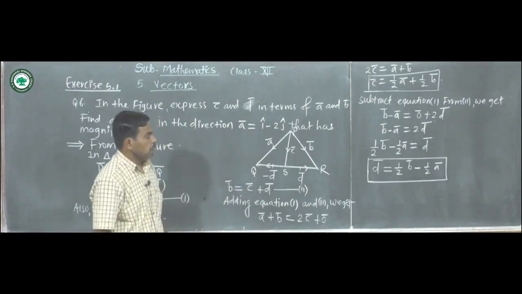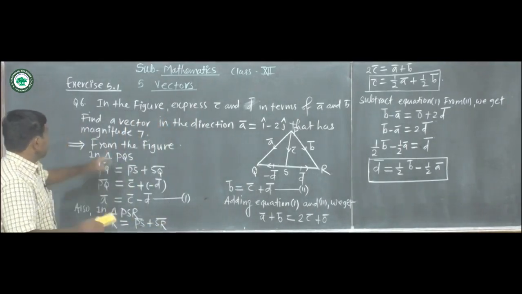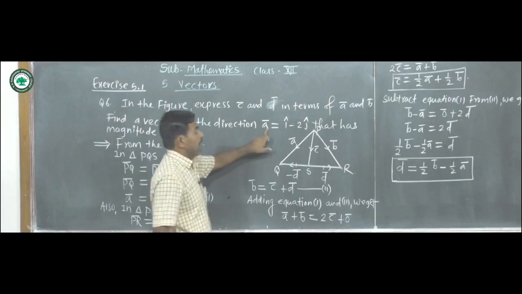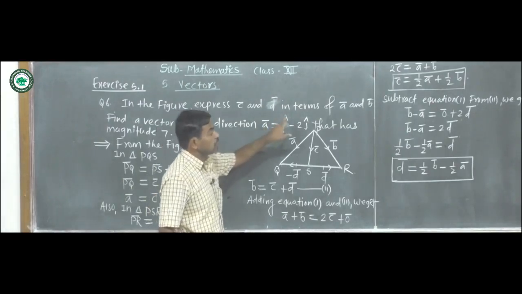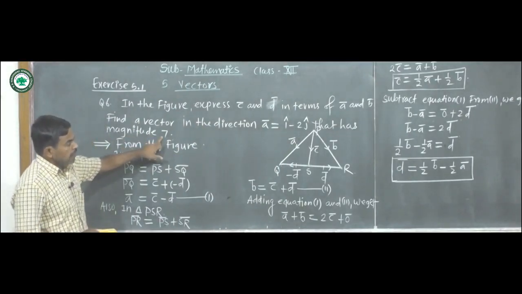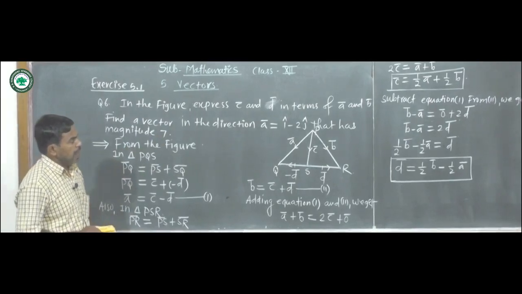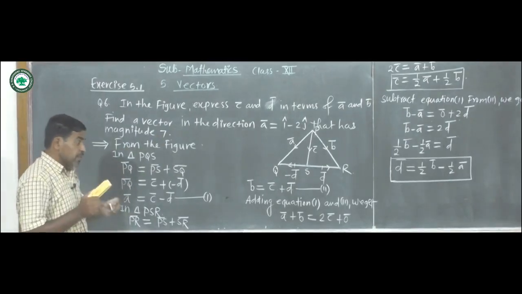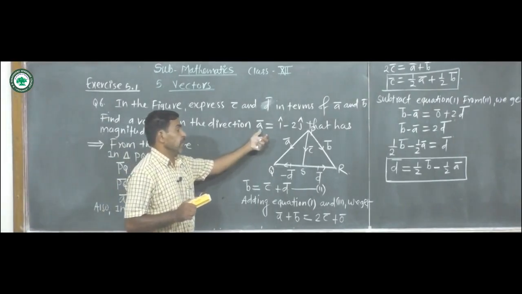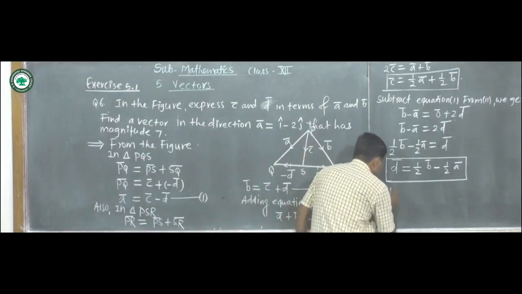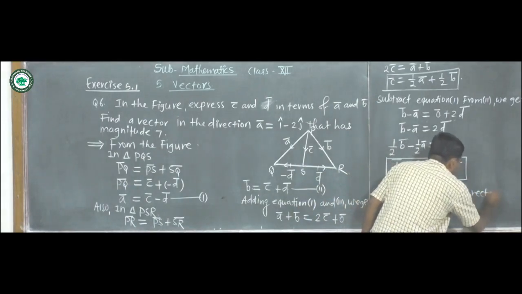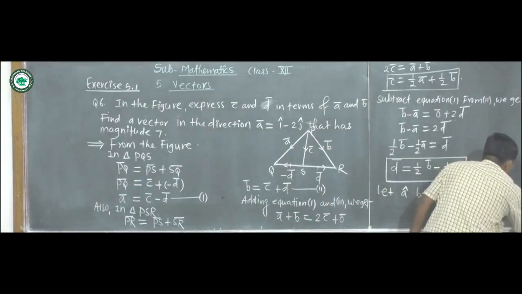Now in the other half part of this question, it is asked to us to find a vector in the direction of a bar, and that has magnitude 7. Means we have to find out the vector along the vector a bar having magnitude 7. So first we find the unit vector which is in the direction of a bar. So let a cap be the unit vector along a bar.